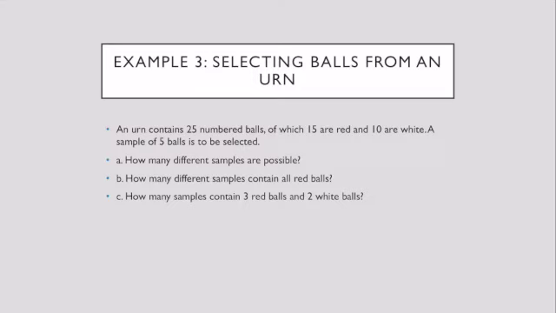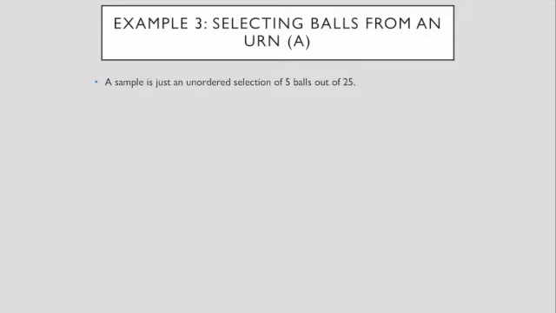Next, an urn contains 25 numbered balls, 15 of which are red and 10 are white. A sample of 5 balls is to be selected. How many different samples are possible? How many different samples contain all red balls? How many different samples contain 3 red balls and 2 white balls? So let's go through these examples.